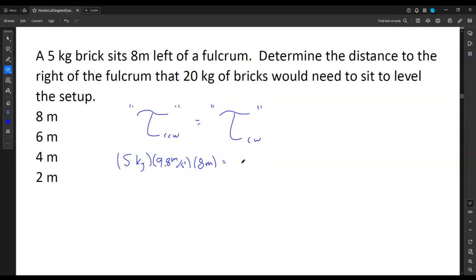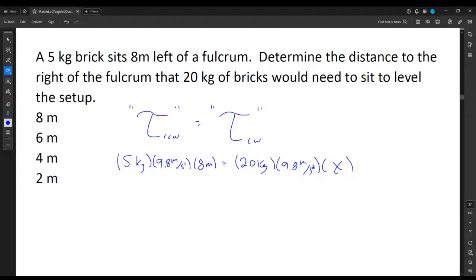Okay, and then on the other side, so we could say that these were like bricks being put on a seesaw or something, then we'd have 20 kilograms. Assuming that this is on Earth, we'd have Earth gravity. And then we'd have our position, which is, we'll just say X. We could put R or something, but we don't know what this is.